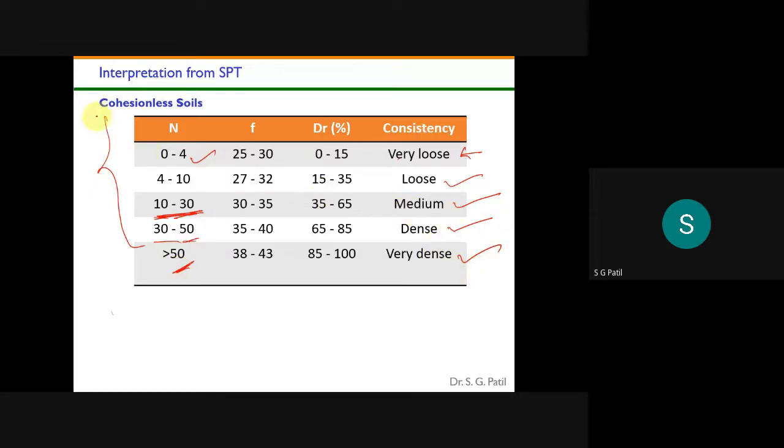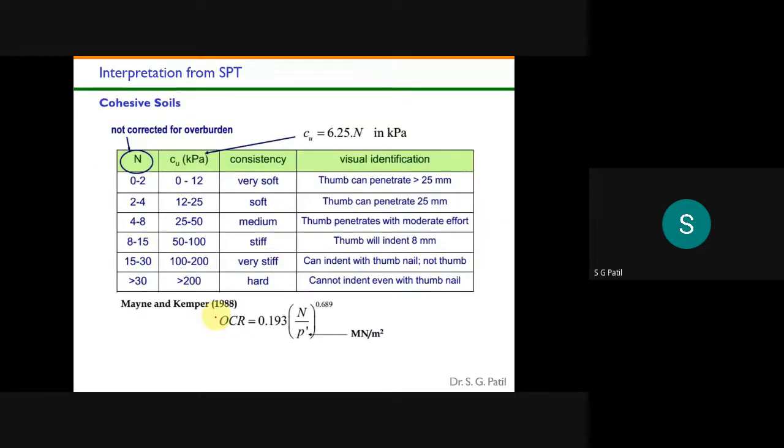This table is applicable for cohesionless soil. Cohesionless soil means sandy type of soil. So here I'm correlating between N value and the density or denseness of the soil. And look at this table, this table is for cohesive soil. Cohesive soil means your clays.